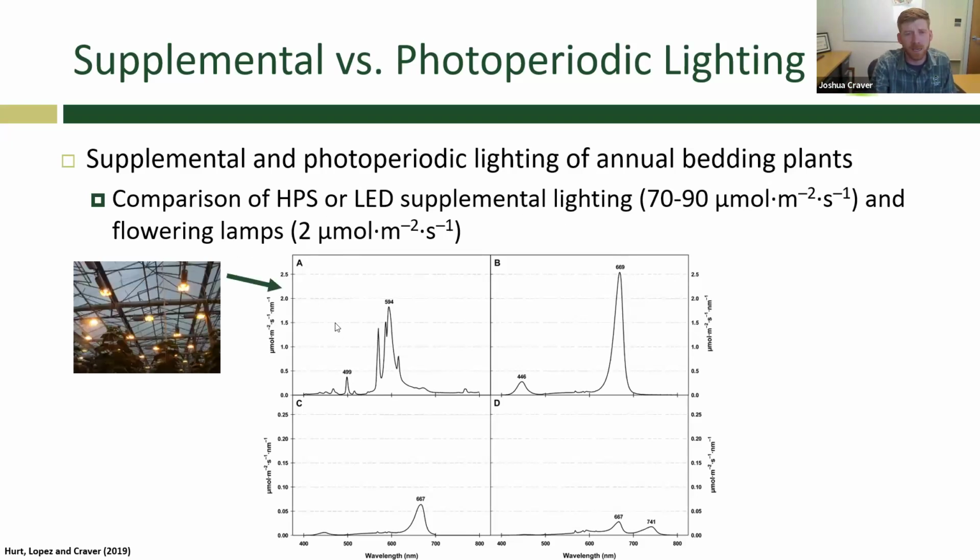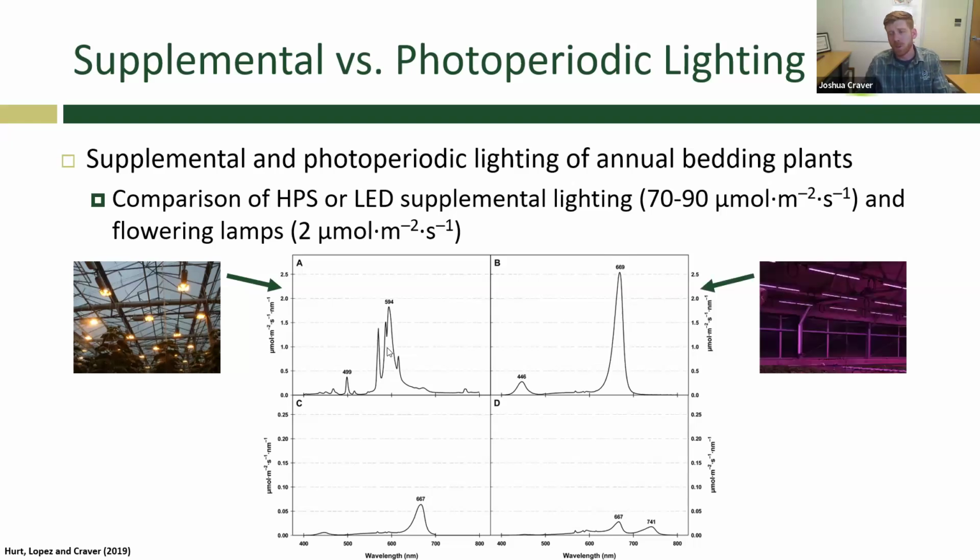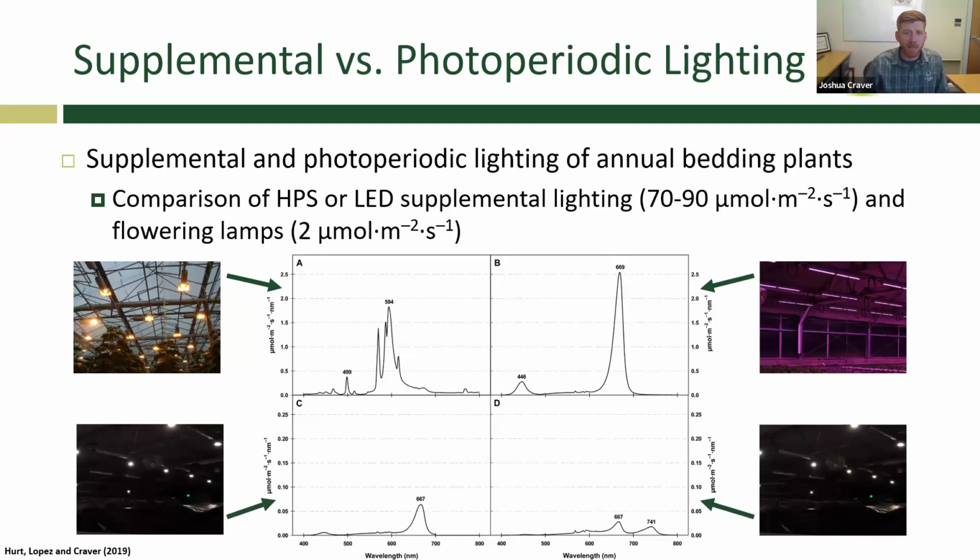So what you can see here is we had our HPS, and you see that typical spectrum for an HPS lamp. We also had our LED supplemental lighting. Both of these were providing 70 to 90 micromoles. And then we had our 2 flowering lamps. You can see there are some differences in the flowering lamps in terms of the peak red and the peak far red. This was a red, white, far red flowering lamp, which we're going to talk more about as we continue to move into this presentation.